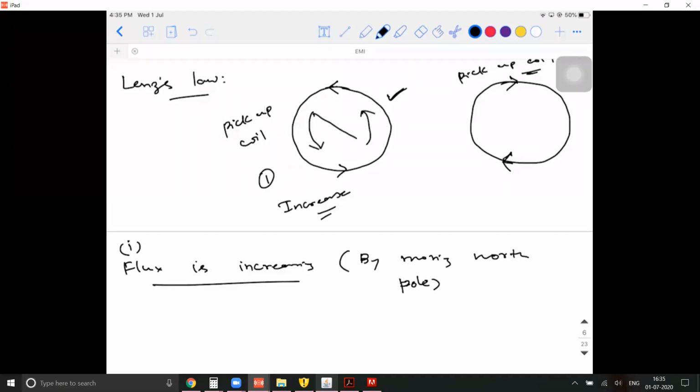Do you people remember this diagram when I explained the concept of magnetic field? Yes, sir. It behaves like a North Pole. So what exactly is happening? If the North Pole moves close to the pickup coil, the pickup coil will also start behaving like a North Pole.